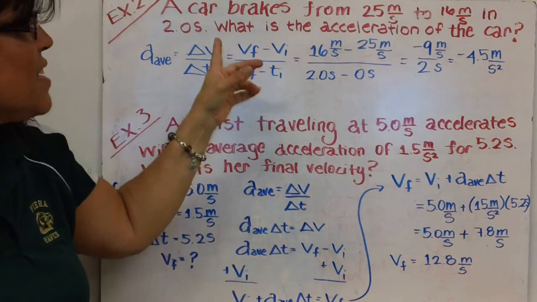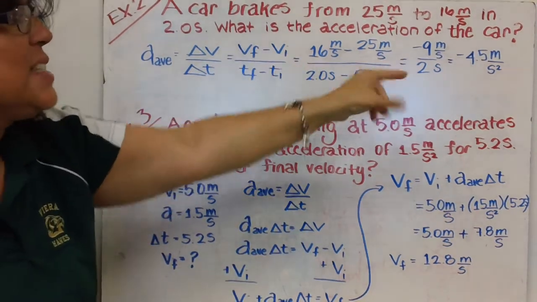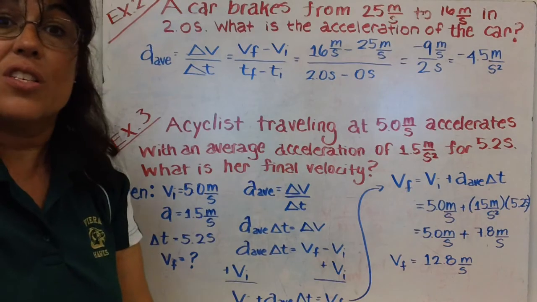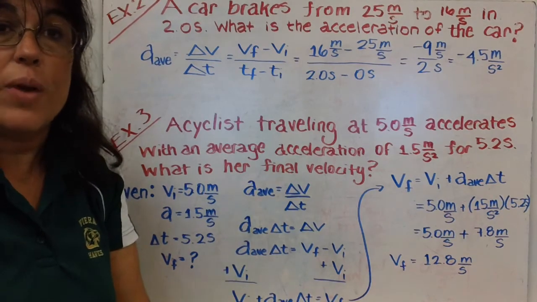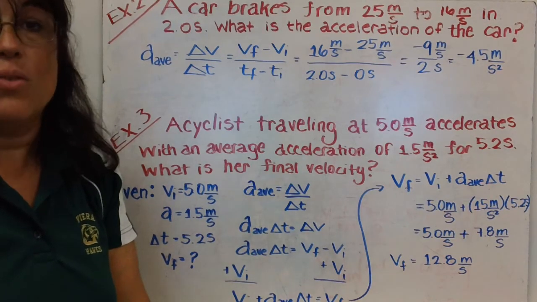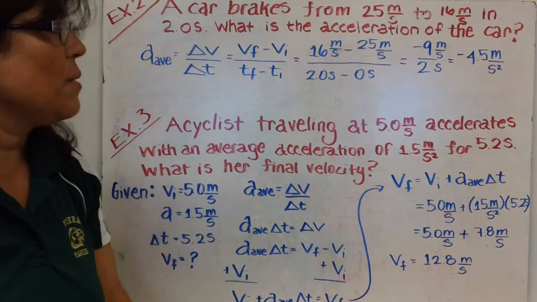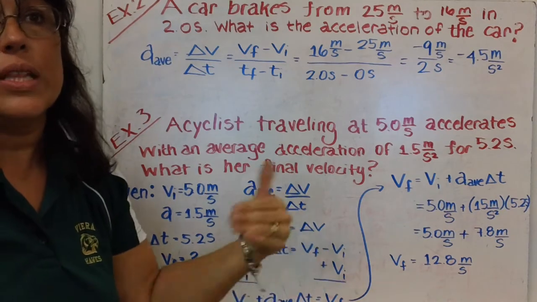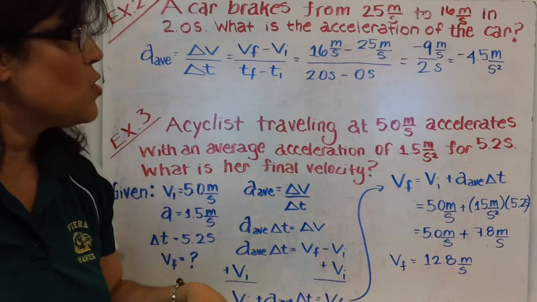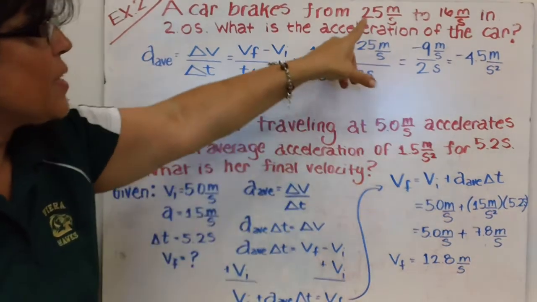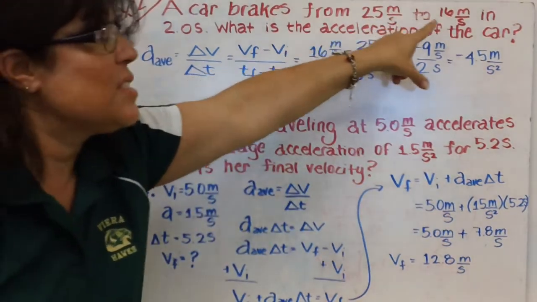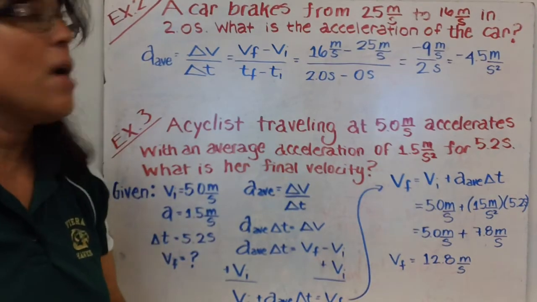What this tells us is that this acceleration is negative. So back to that other slide, we are moving in a positive direction, slowing down, which gives us a negative acceleration. Okay, we can also be moving in the negative direction, speeding up. But because we know we're going from 25 to 16, we know we're slowing down.